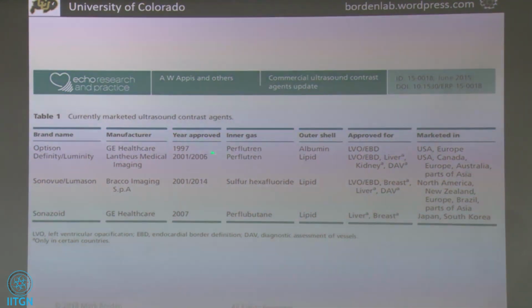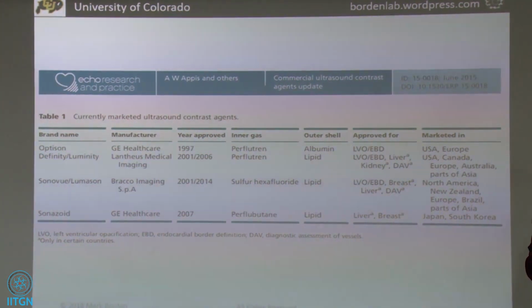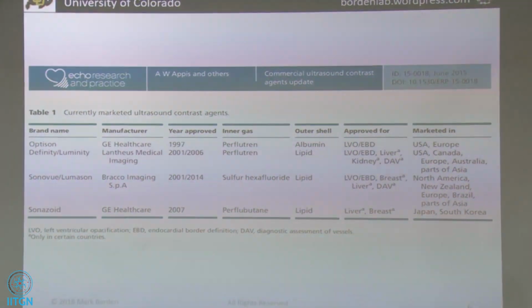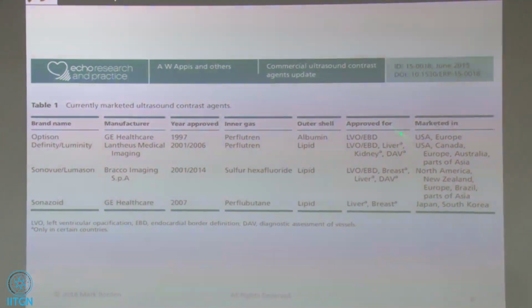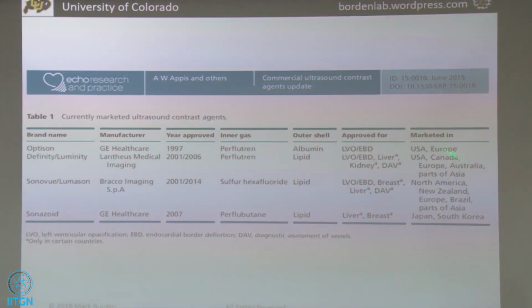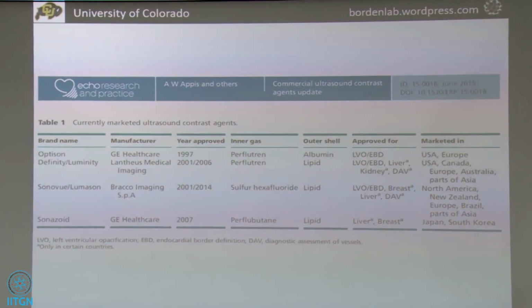Also perfluoropropane core, and it's got a lipid shell. Okay, and we saw when we talked about microfluidics, the work by Tim Segers and Michel Versluis had looked at Definity-like formulations. So that includes dipalmitoylphosphatidylcholine, that's the main reagent, and dipalmitoylphosphatidic acid, which is a negatively charged agent, and dipalmitoylphosphatidylethanolamine that's attached to polyethylene glycol 5000. So that's the reagent. It's approved for left ventricular opacification, endocardial border definition, also liver, kidney, and diagnostic assessment of blood vessels. Marketed in USA, Canada, Europe, Australia, and other parts of Asia, I think including India.